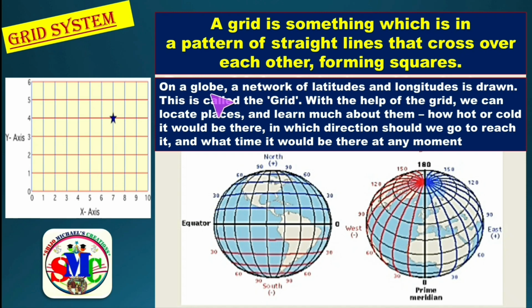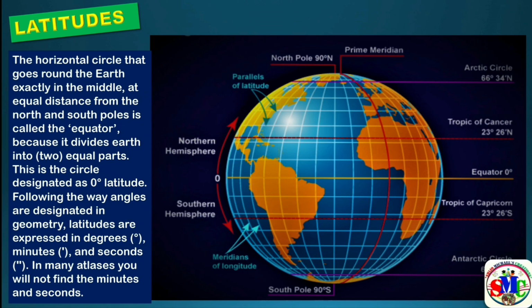So on a globe, a network of latitudes and longitudes is drawn. This is called the grid. With the help of the grid, we can locate places and learn much about them: how hot or cold it would be there, in which direction we should go to reach it, and what time it would be there at any moment, and so on. This information we can get with the help of this grid system. This grid system is formed by the latitudes and longitudes. They are imaginary lines.